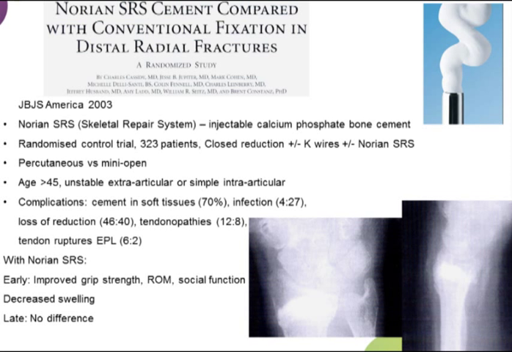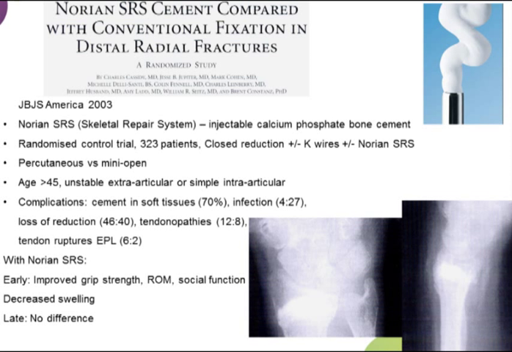The rate of infection, interestingly, was lower with cement injection, and these are all from the K-wire groups. However, one of these 4 patients with the K-wires actually had osteomyelitis from the cement, and all the cement actually had to be removed, and then they needed an external fixator and a wrist fusion. So that was a very poor outcome for that one patient.